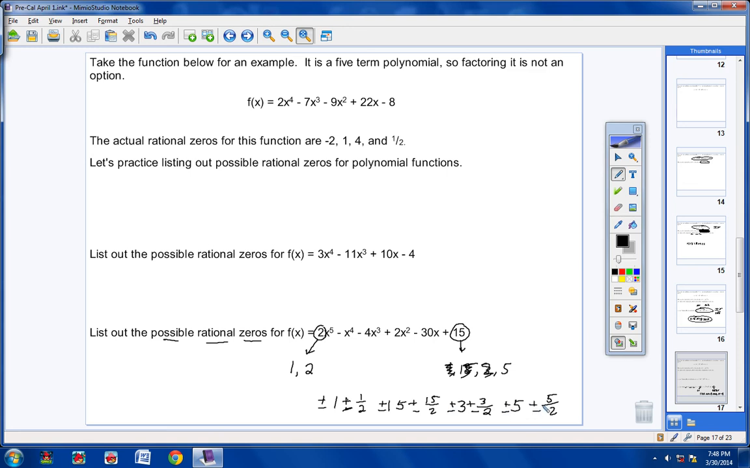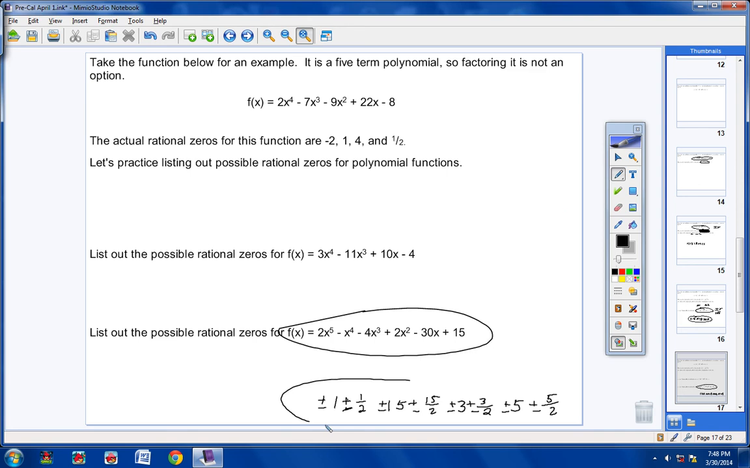And I'm not saying that this function has any rational zeros. It might not. But if there are any rational zeros in this function right here, they will be in this list right here. Now that's step 1 in helping you learn how to factor and find zeros of these problems that are not factorable. Step 1 is you must know how to list out the possible rational zeros. Let's continue on.